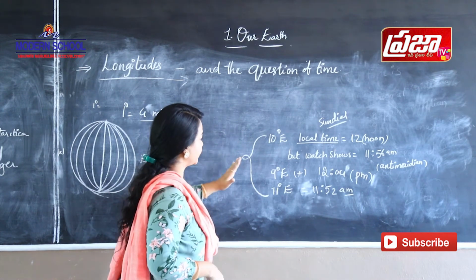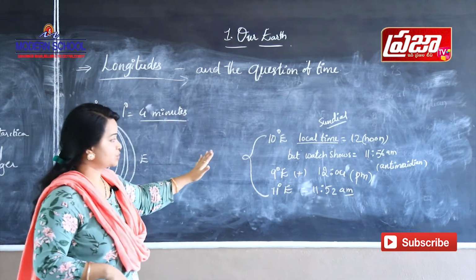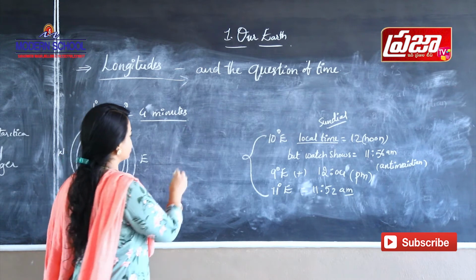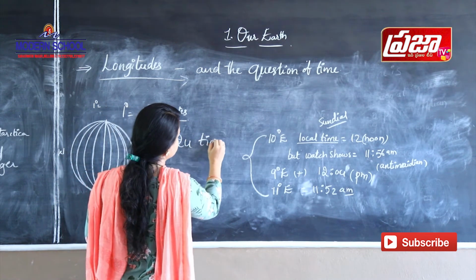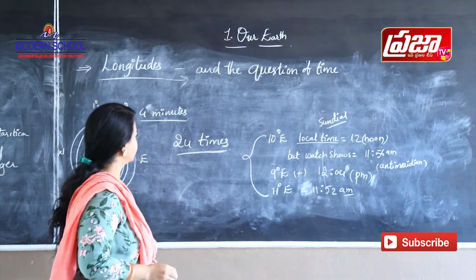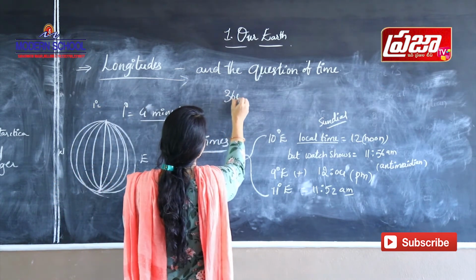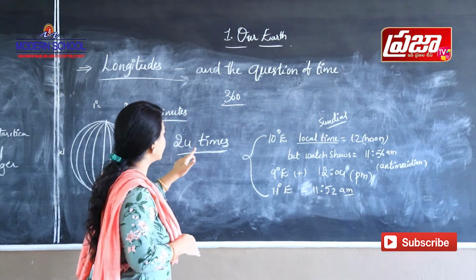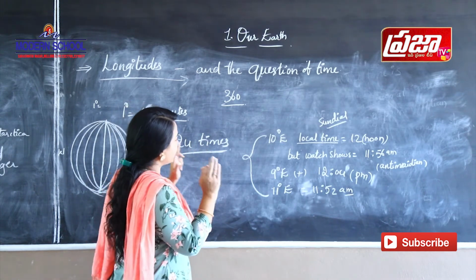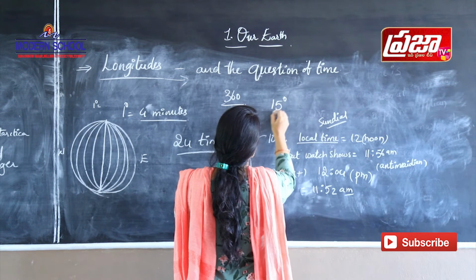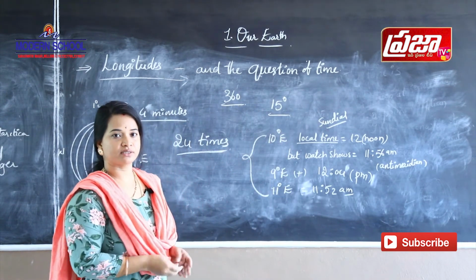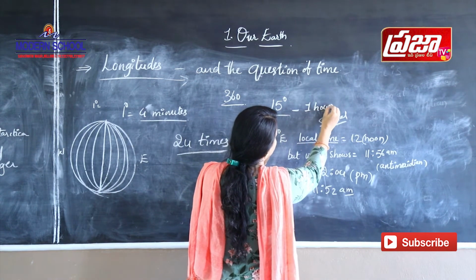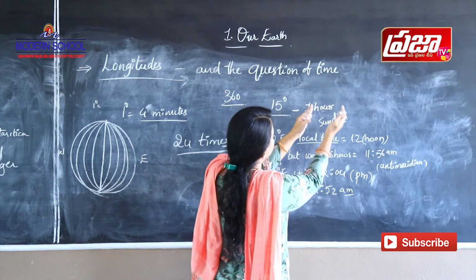So to study in detail and to avoid this confusion, the geographers have divided the earth into 24 time zones. How have they divided them? As I said, we have 360 longitudes. These 360 longitudes are divided into 24 time zones, and each time zone is drawn at a distance of 15 degrees. So it takes 1 hour for the sun to move from one time zone to another time zone.